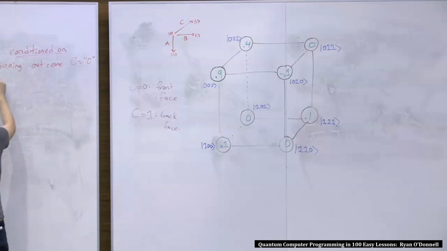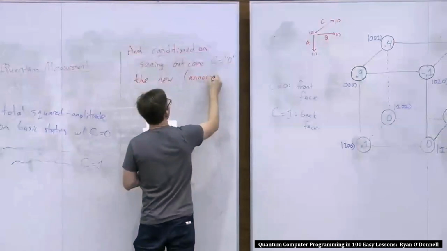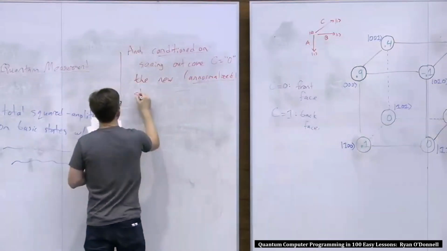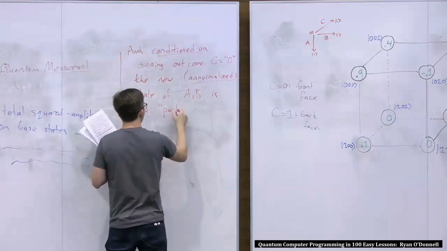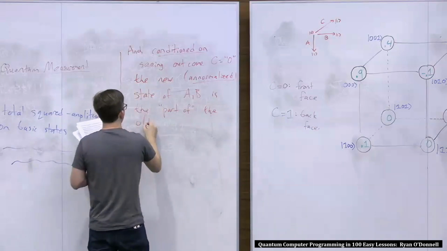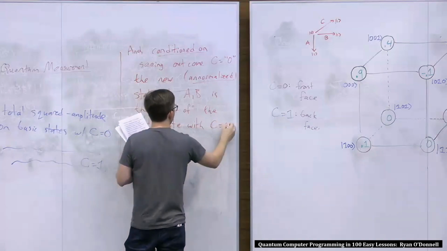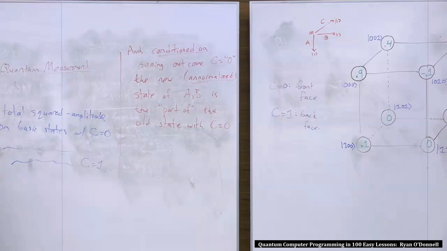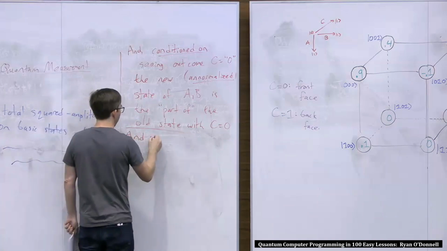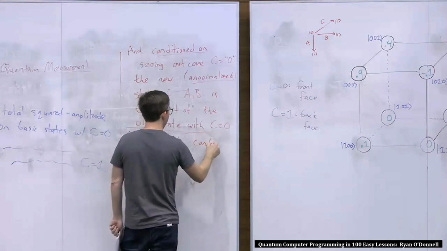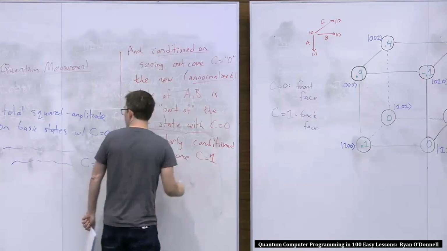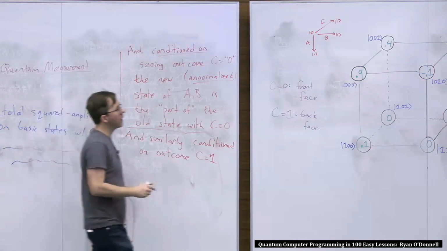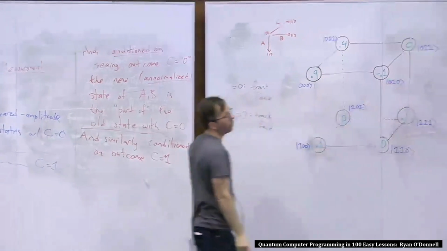So we'll say after seeing the outcome C equals 0, the new, and this is unnormalized, state of A and B is just the part of the old state with C equals 0. You just retain all the parts of the state where C was 0, but then C is gone, so you delete out that 0. And similarly, condition on the outcome C equals 1. If this probability hits, then the new state of A and B is just this back square, with the C equals 1 deleted, because there is no C anymore.